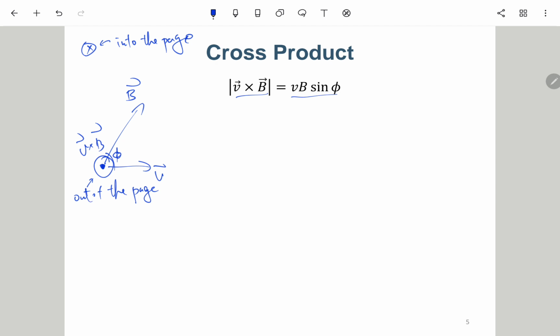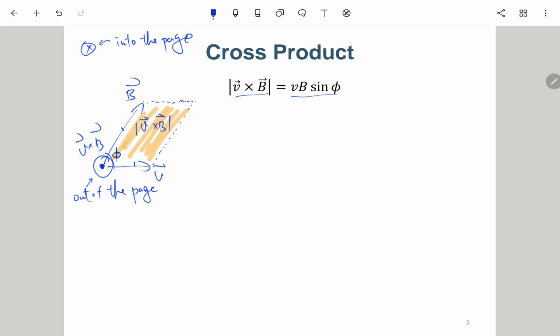Okay, so this is the direction, actually pointing out of the page, and the magnitude will be something like this. You try to use this side and this side to draw a parallelogram. So this area is actually the magnitude of V cross B. Why?